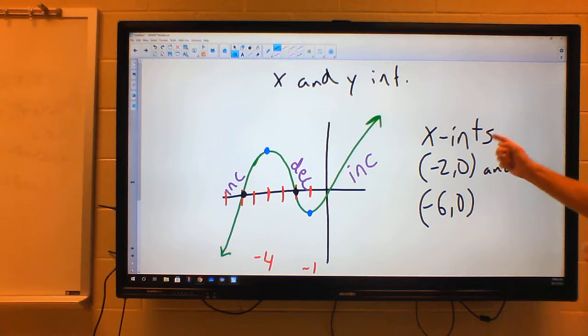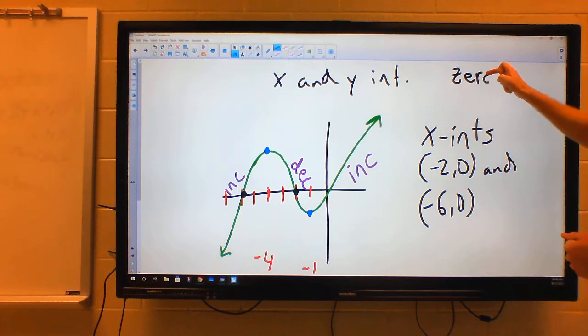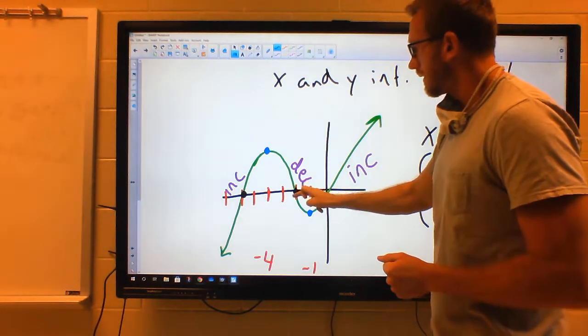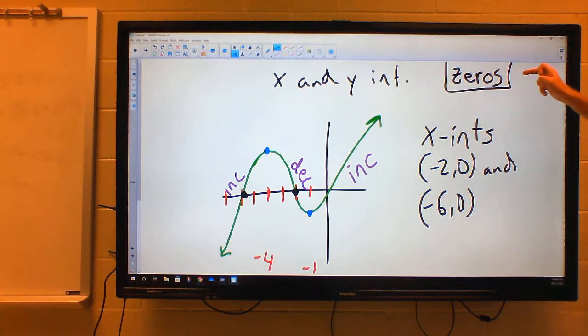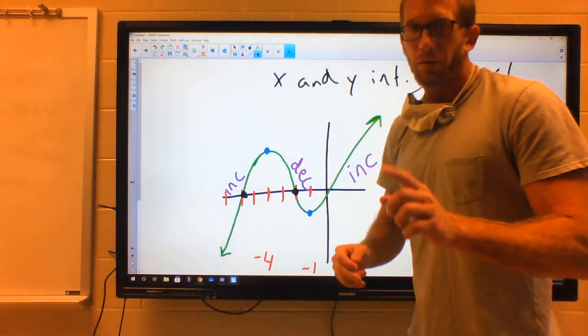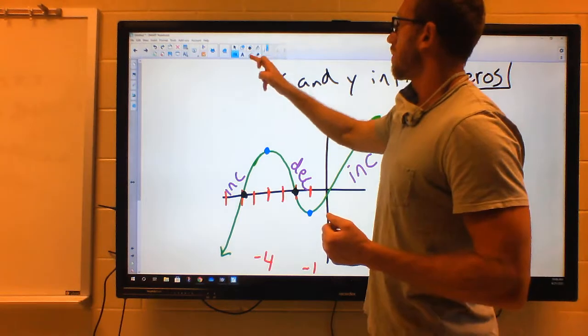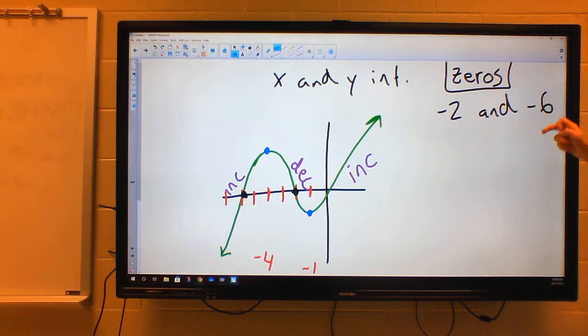Another word for x-intercepts is a zero, because it hits the height of 0. But when we ask for the zeros, we don't need them written as ordered pairs. If we ever ask for intercepts, they're written as ordered pairs. If we ever ask for zeros, we don't write them as ordered pairs. We just write the values where it crosses. So -2 and -6.